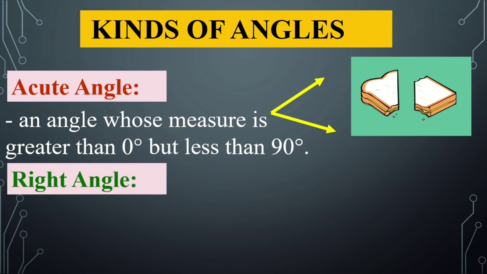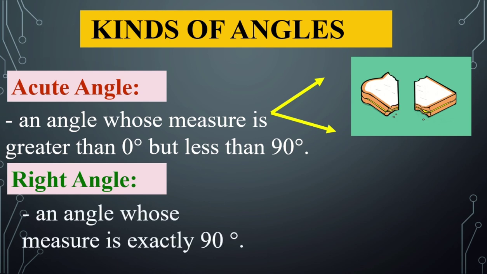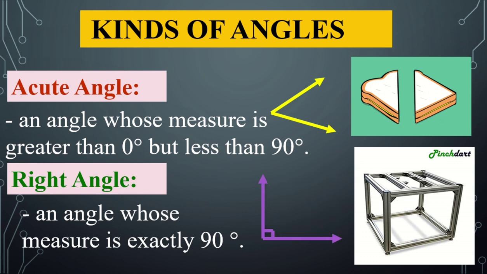Next, another kind is the right angle. This is an angle whose measure is exactly 90 degrees. Ito yung angle na kapag nakuha mo ang sukat at sakto siya sa 90. Walang labis, walang kulang, hindi 89, hindi 91, hindi 91.5, hindi 90.5, eksaktong 90. Gitnang gitna. That is a right angle. Kagaya nito, nasa gitna lang siya. So, that is a right angle.